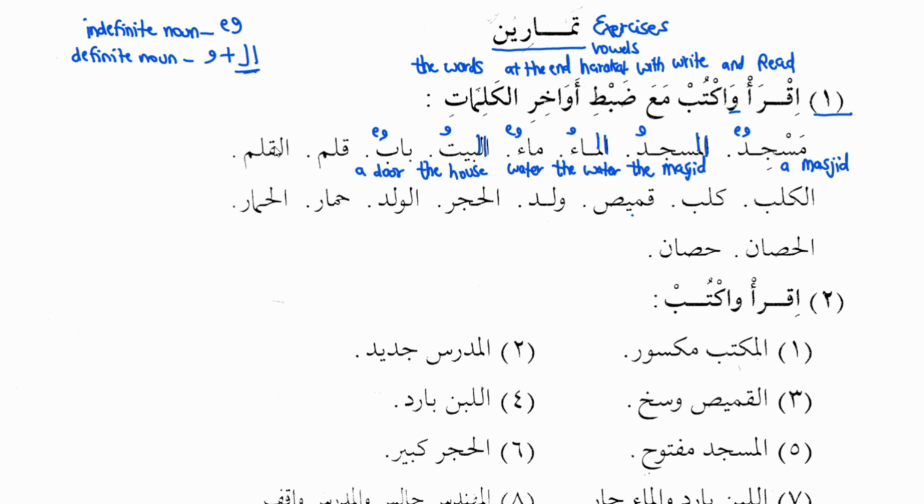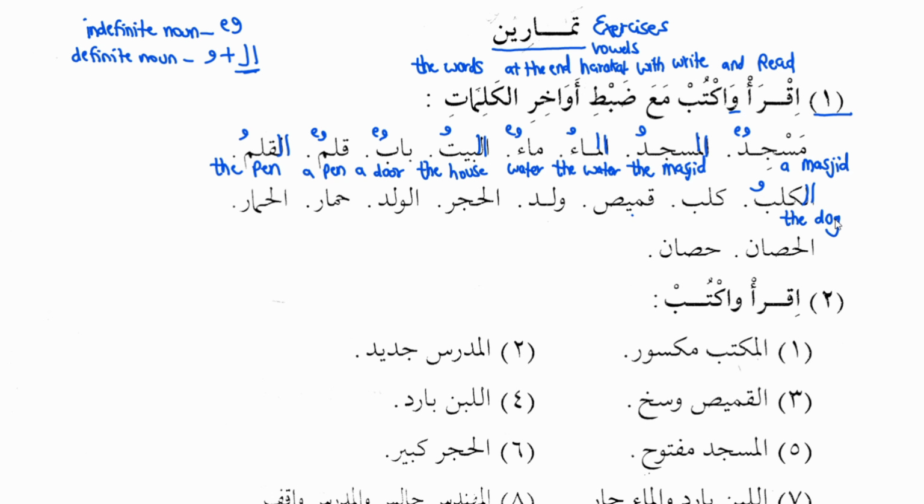Next, there is no alif lam, so again we'll put dhammatan at the end. So this will be qalamun. Qalamun meaning a pen. Next, there is alif lam, so we will put one dhamma at the end, and this will be al qalamu. Al qalamu meaning the pen. Next word, there is alif lam, so we'll put one dhamma at the end, so this will be al kalbu. Al kalbu meaning the dog.